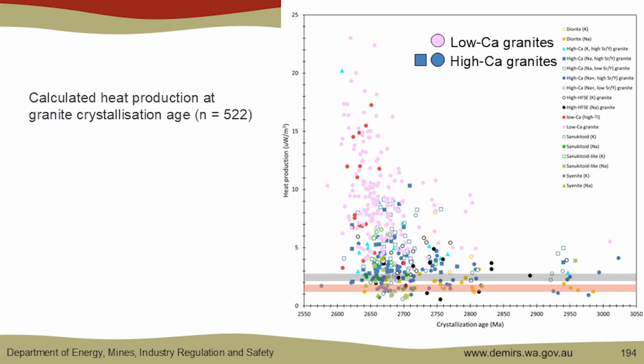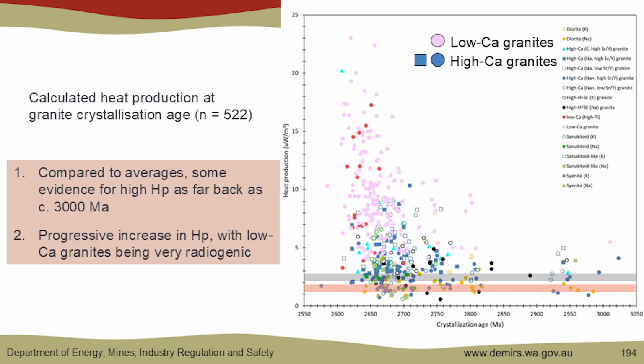Okay, we can look at this in a different way. So this figure shows, it's a bit hard to see, but it's the crystallization age of dated granites versus, again, their calculated heat production, with these averages shown in the little gray and pink bars. And 2 things fall out from this. The first is that compared to the averages, there is evidence for high heat production as far back as 3000 Ma, 3 billion years ago.